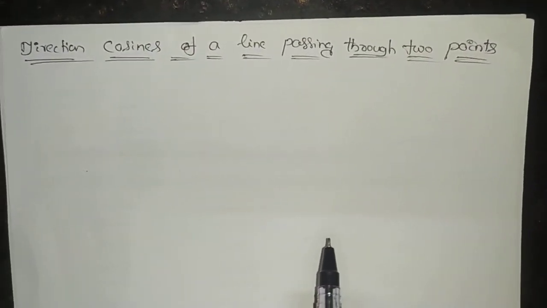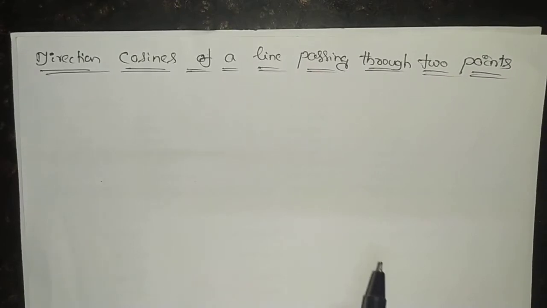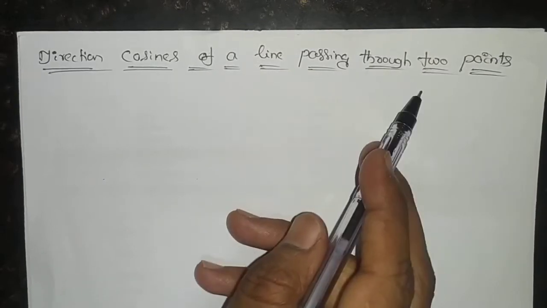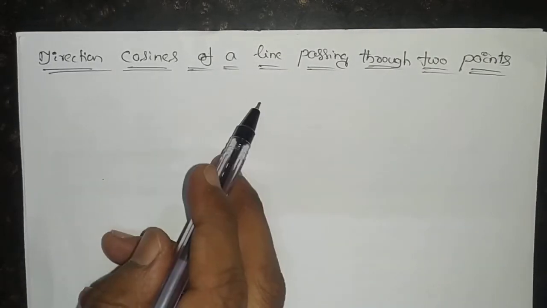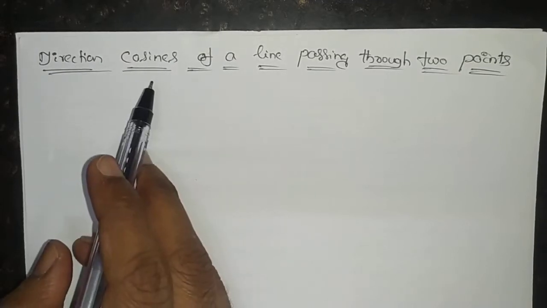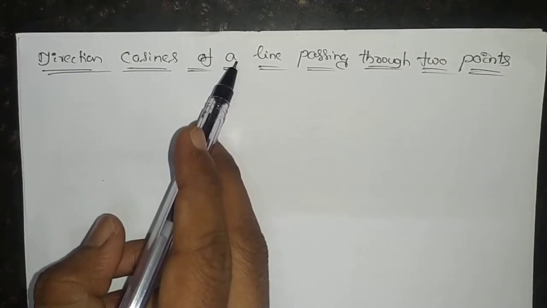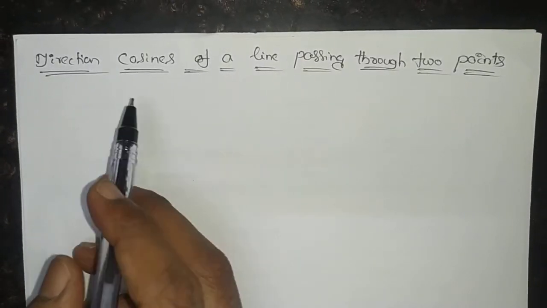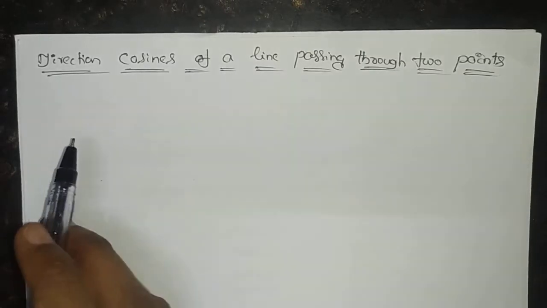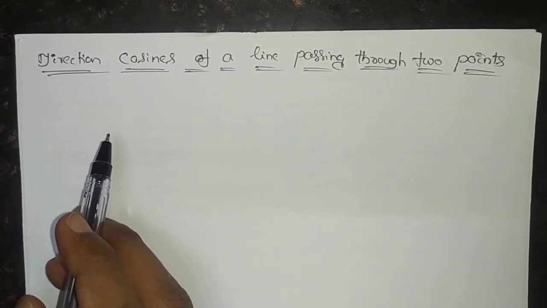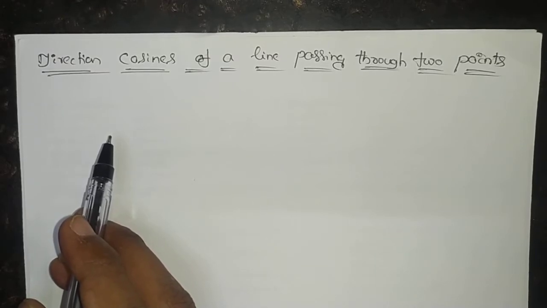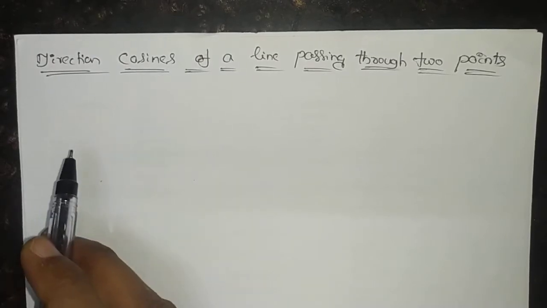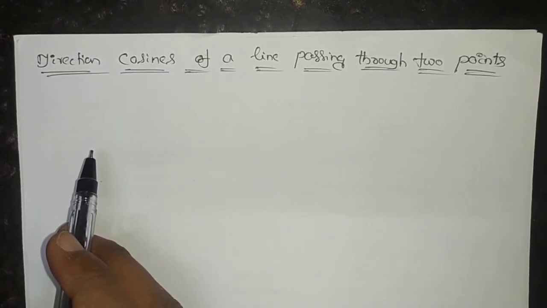Next, in this class we are going to discuss direction cosines of a line passing through 2 points. We know the direction ratios a, b, c, and we also know the direction cosines of a line. If the angles are given, cos alpha, cos beta, cos gamma are the direction cosines. The relation between direction cosines of a line is l square plus m square plus n square equals 1. All these concepts we already discussed in our previous class.